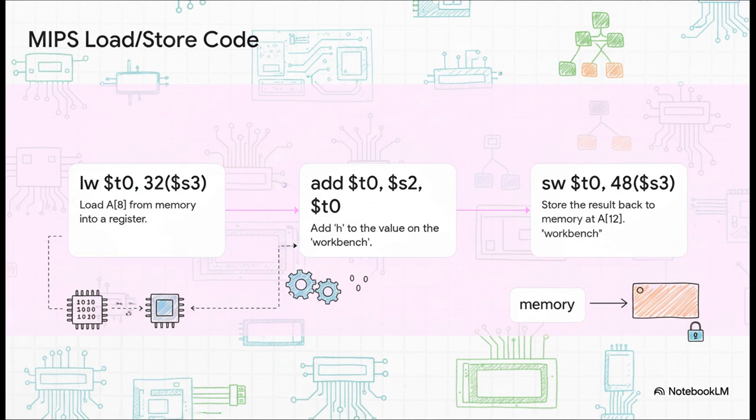First, you see that LW? That stands for load word. It's the command to go to the warehouse, grab the value of A of 8, and put it on our workbench in a register. Then, and only then, the add instruction happens, right there on the workbench. And finally, SW, store word, takes that finished result and sends it back to the warehouse, putting it in the right spot for A of 12.